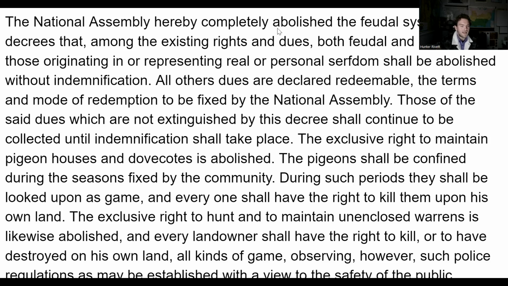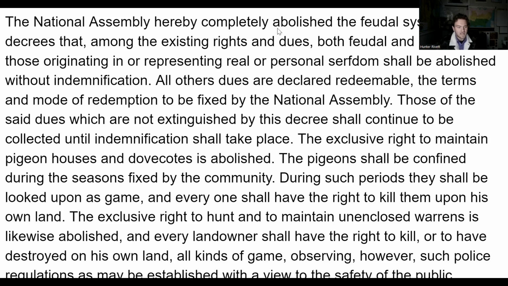The pigeon shall be confined during the seasons fixed by the community, the department. During such periods, they shall be looked upon as game, and everyone shall have the right to kill them upon his own land. Remember, we talked about in the United States, the unique ability to hunt, which is protected and loved by so many. This is because they came out of a European tradition where it was the upper class nobility, right, who had the land and the means and the game and the dogs and the horses and the guns to hunt, right?